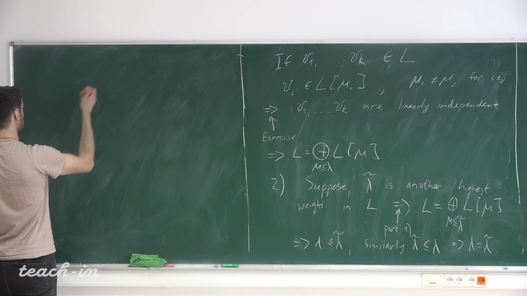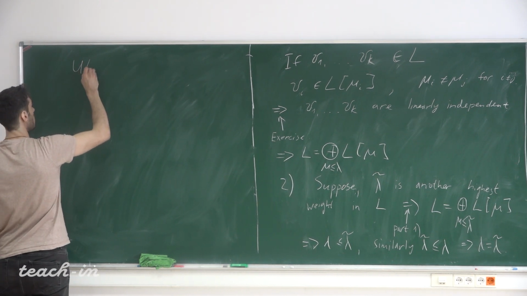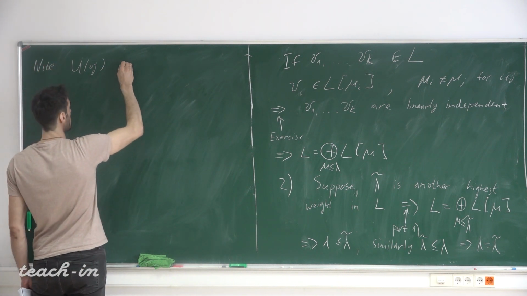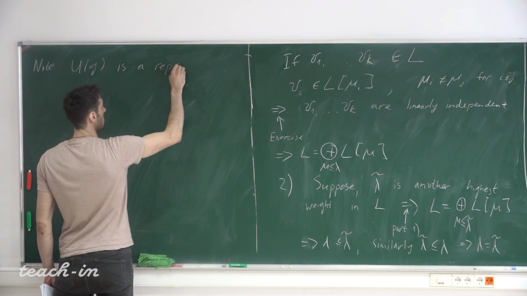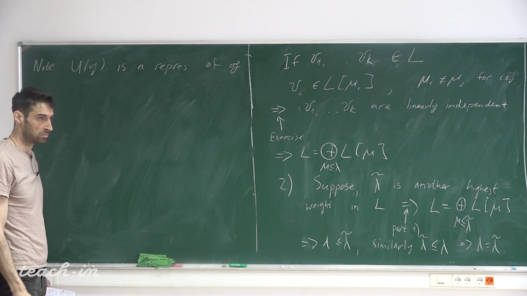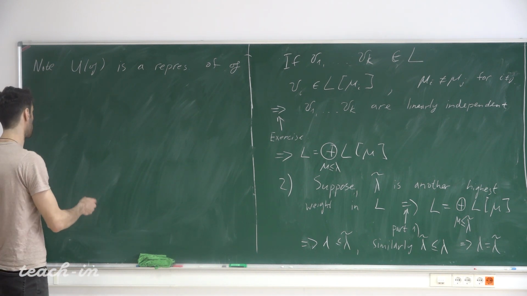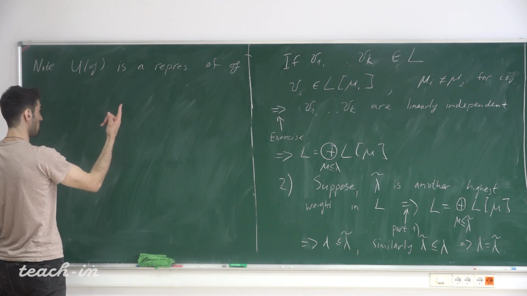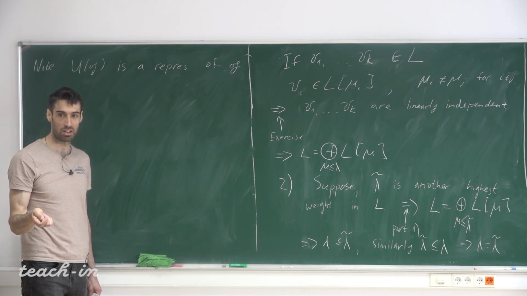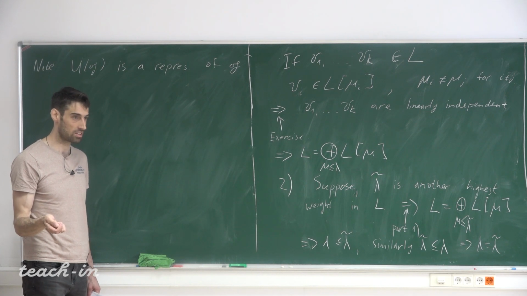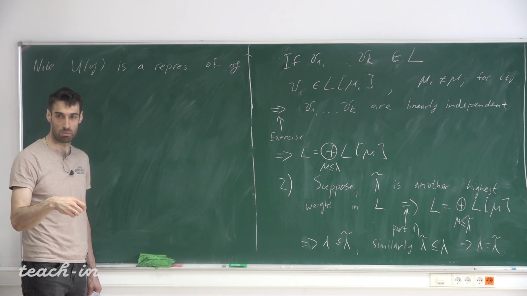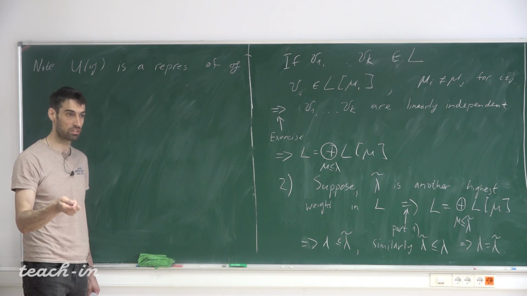Why is this? So note, U of G is a representation of G. Why is this? Because U of G is the representation of U of G, right? Any associative algebra has what's called a regular representation. It acts by itself on itself by multiplication from the left.